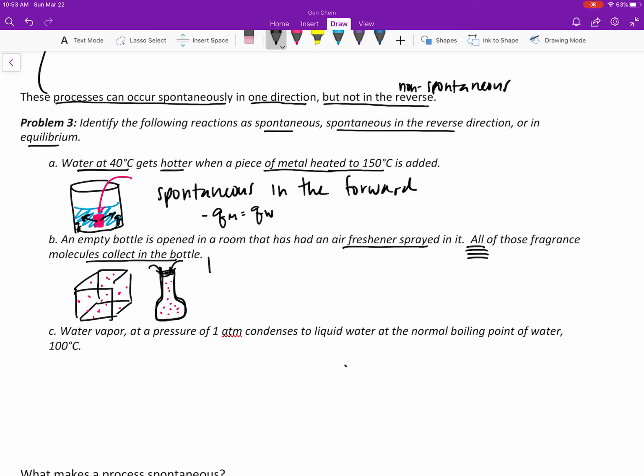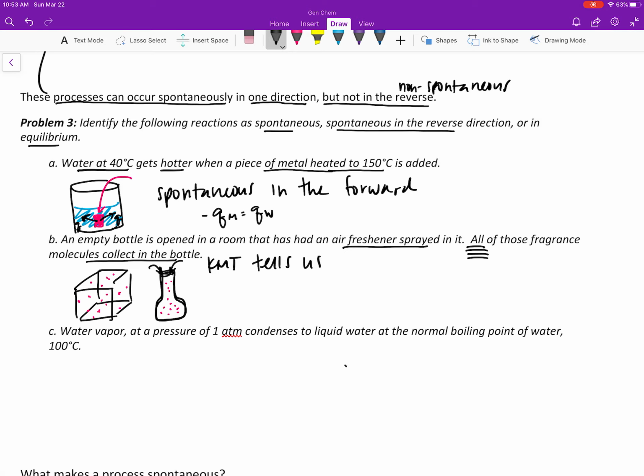And if you remember back to kinetic molecular theory, we said that gas molecules are going to want to evenly distribute around a room. They're not going to have any sort of incentive to collect in a corner and say, we're going to stay in this corner and this is oxygen's corner. So this is against kinetic molecular theory.